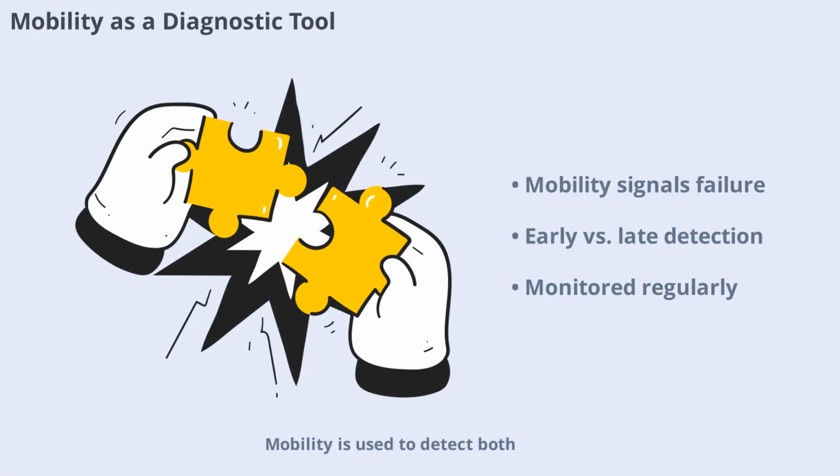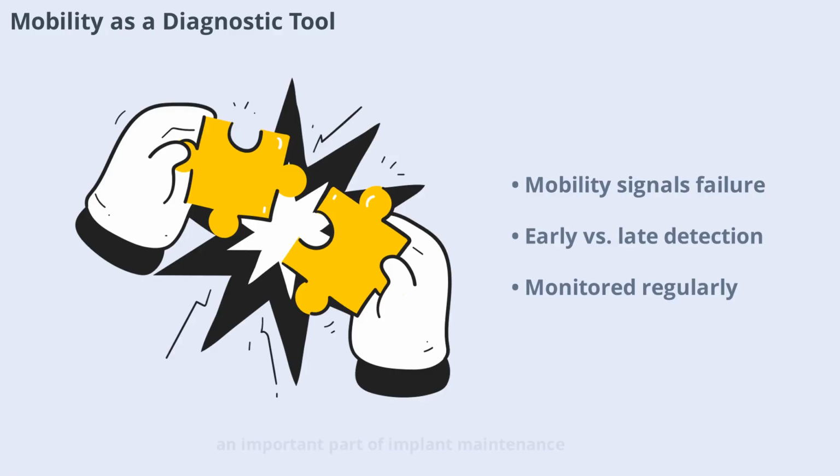Mobility is used to detect both early and late failures of dental implants. While early mobility is rare, its presence can signal a problem with the initial integration of the implant. Late mobility, on the other hand, is usually a sign of advanced peri-implantitis and significant bone loss.